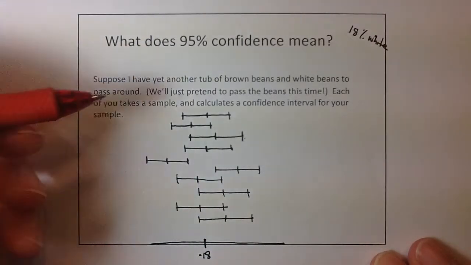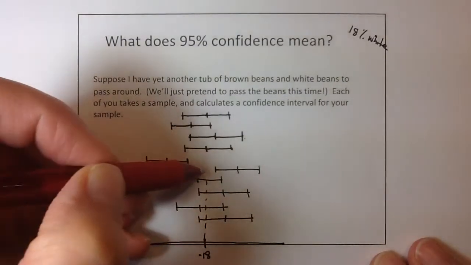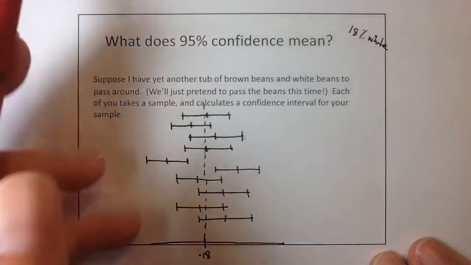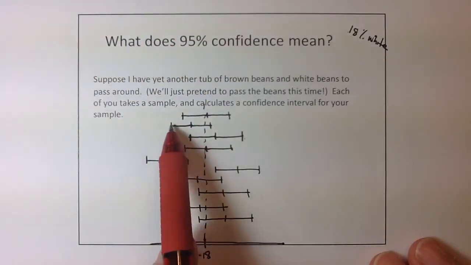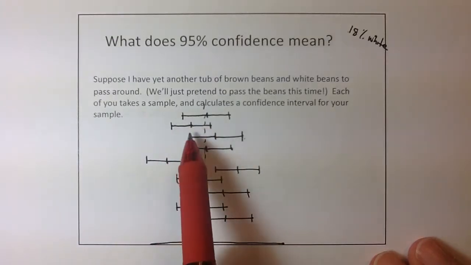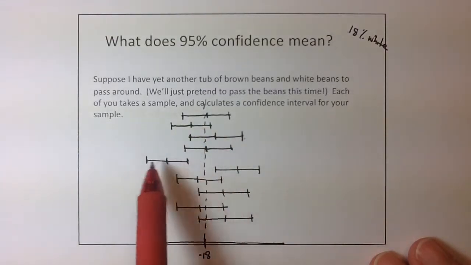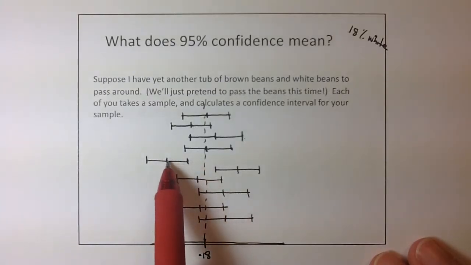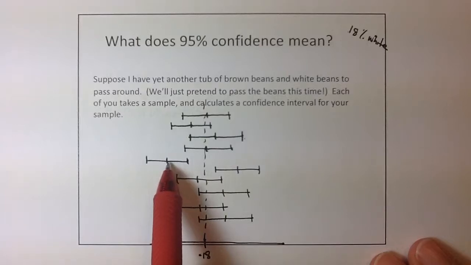And 18% of that bucket is white. So if we follow that line up, we can tell that Ryan's interval captured the true proportion of white beans, and Judson's captured it, and Morgan's captured it, and this one captured it. But this one right here, whoever made this interval, this one was an unusually low one, and this confidence interval doesn't capture the true proportion.